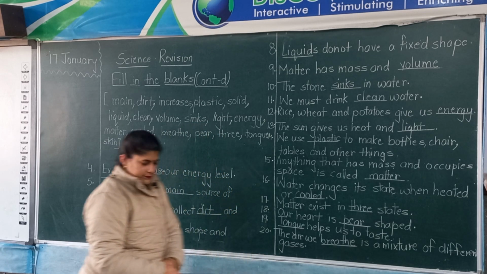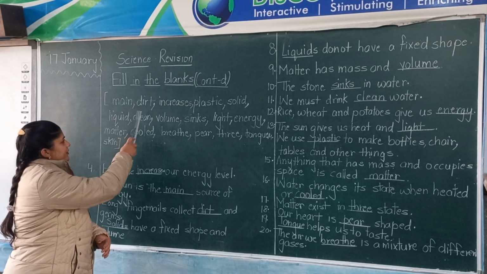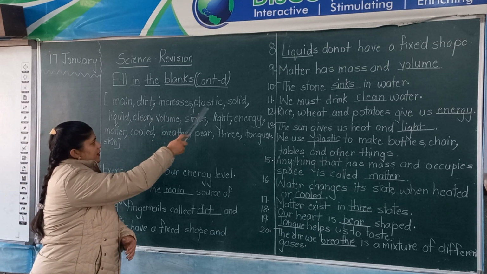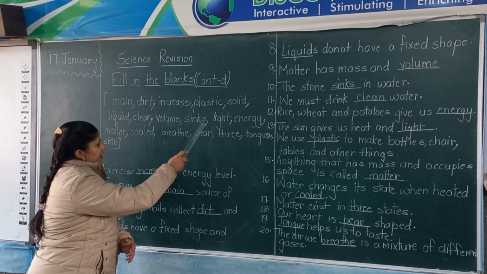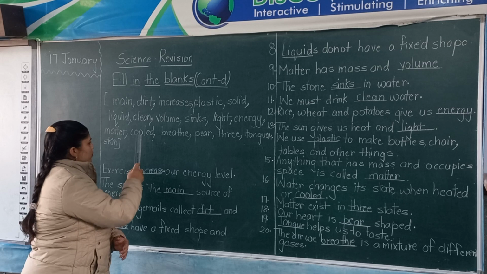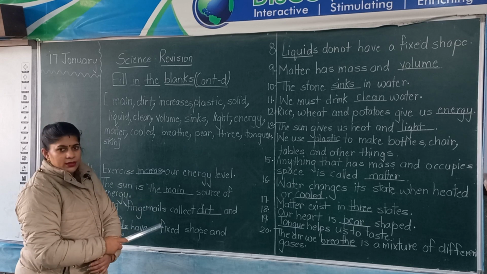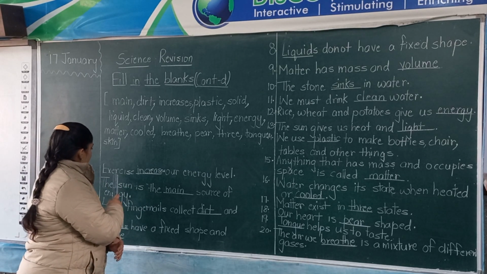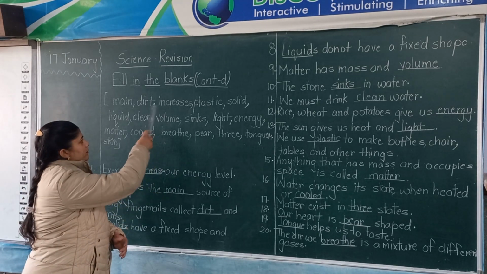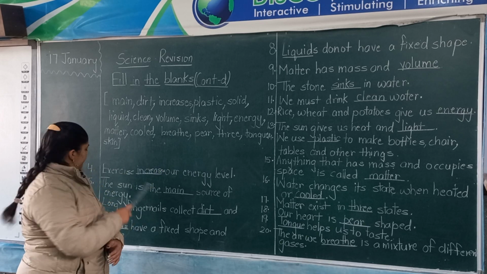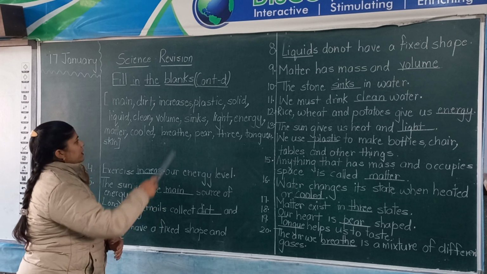Let's have a look. Options are main, dirt, increases, plastic, solid, liquid, clean, volume, sinks, light, energy, matter, cooled, breathe, pear, three, tongue, skin. Number 4. Exercise dash R energy level. Answer will be increases. We have to choose from these options which are upward. Number 5. The sun is the dash source of energy. Answer will be main.